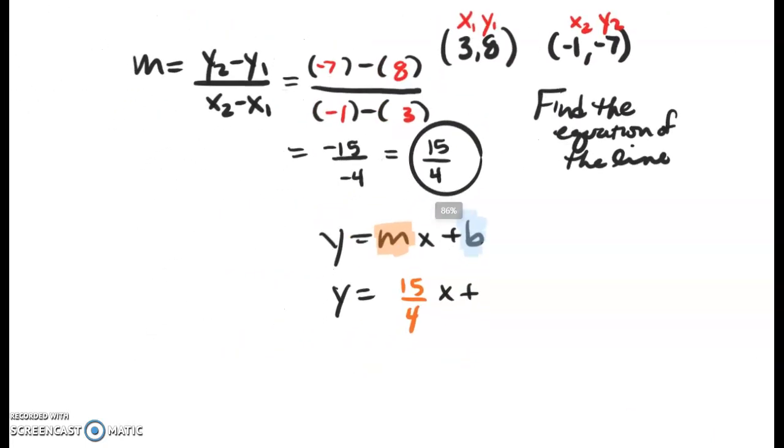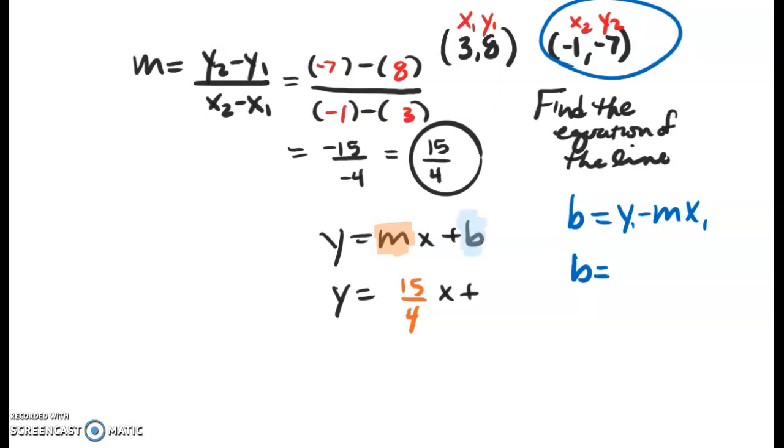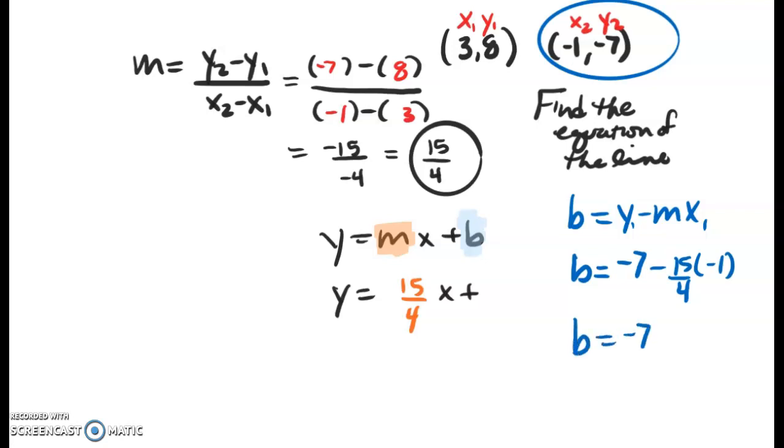And let me give myself some room to work here. The equation I'm using is b is equal to y minus mx. And I put y1, x1 so that I can use it. That just means picking one of those points. So I can pick either point. Let's say I pick this point here. And I plug in -7 for y, and I'm going to plug in -1 for x. 15/4 is my slope. So I get b is equal to -7, and then 15/4 times -1 is positive 15/4.